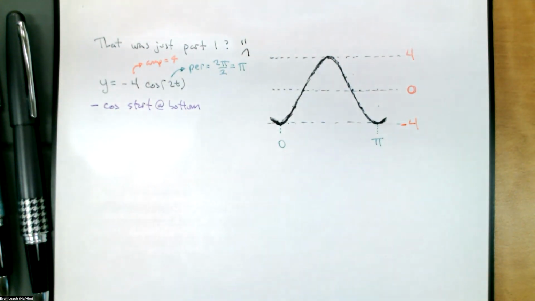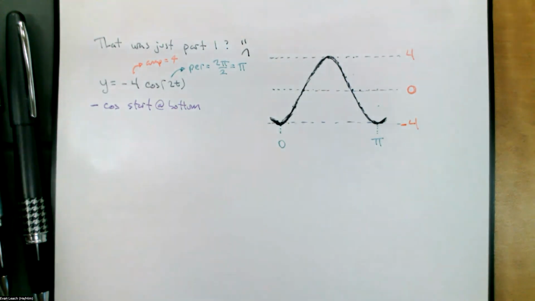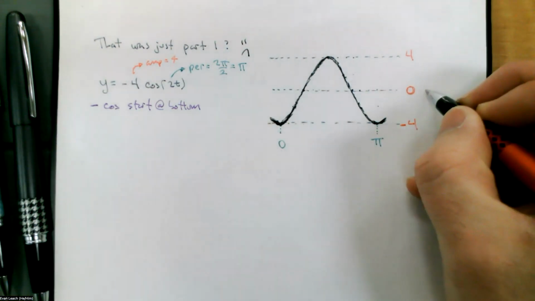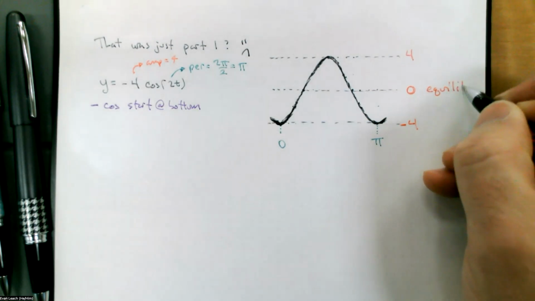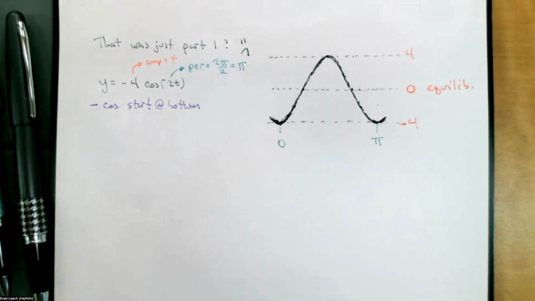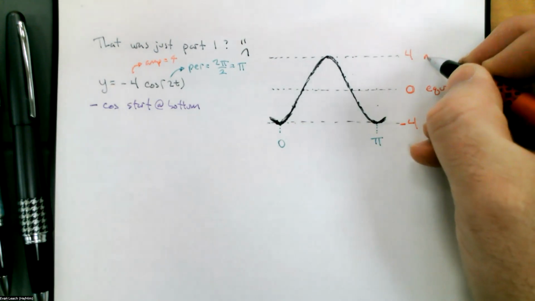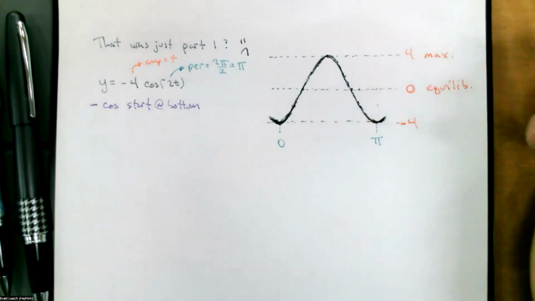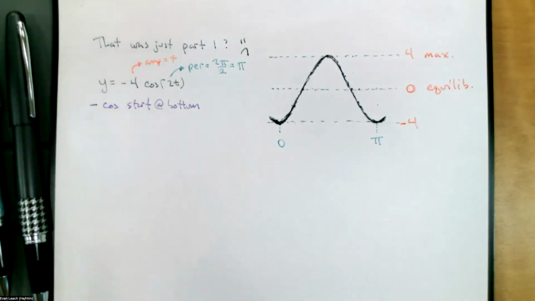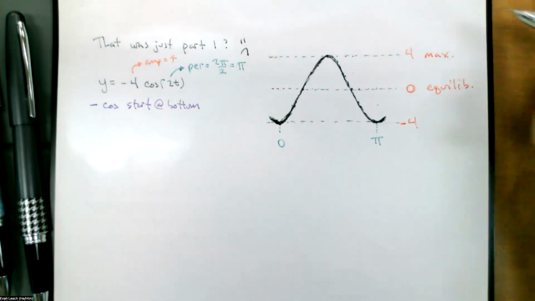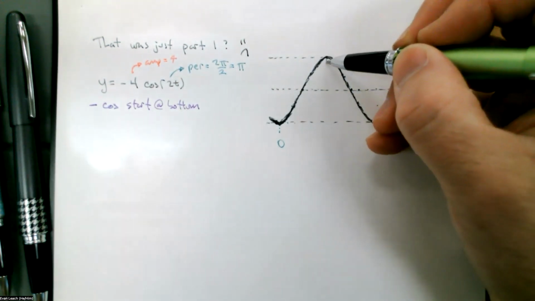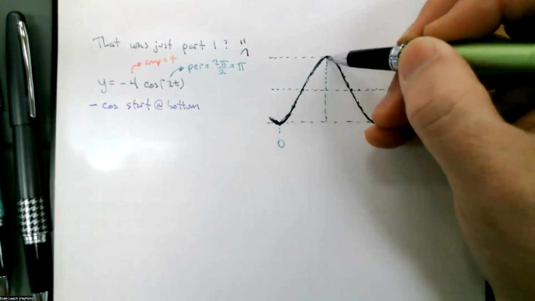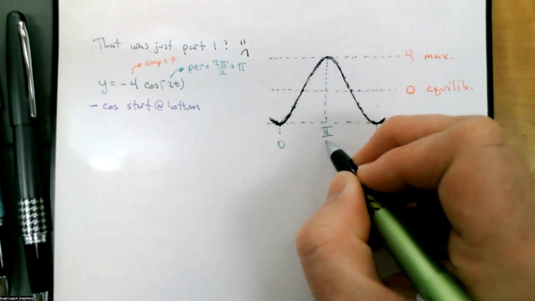So the question is, how far does it get from equilibrium? Equilibrium is our middle. And 4 is our max distance from equilibrium. And we want to know what that is and when that happens. Since our amplitude is 4, the maximum distance is 4, and the maximum happens halfway through the period, which is pi over 2.